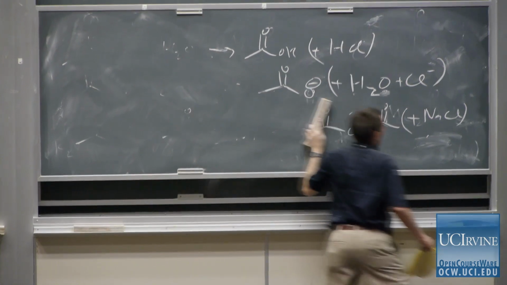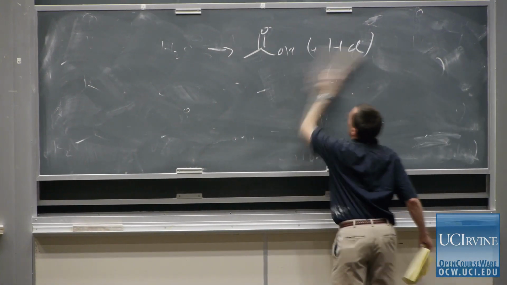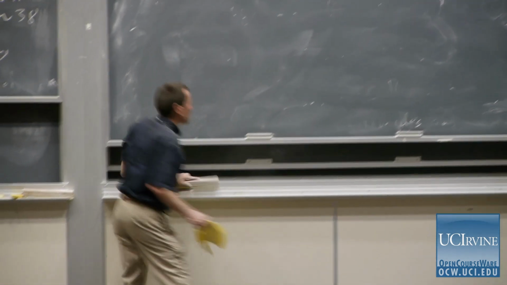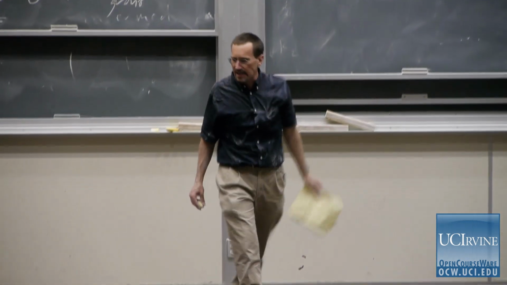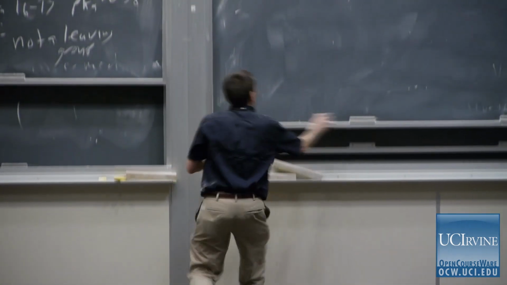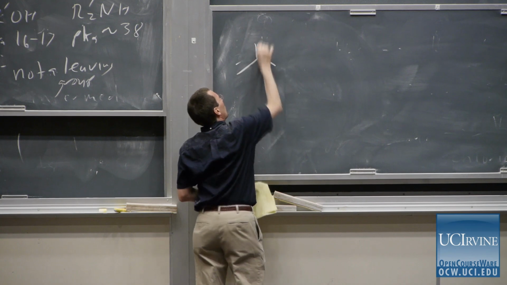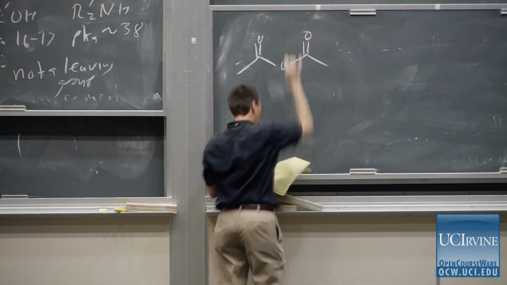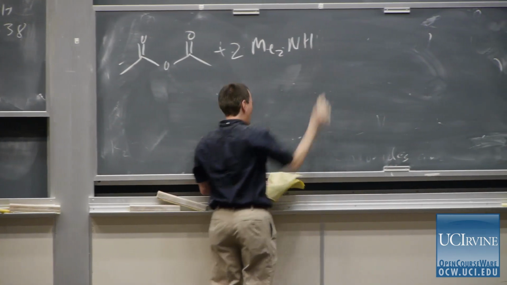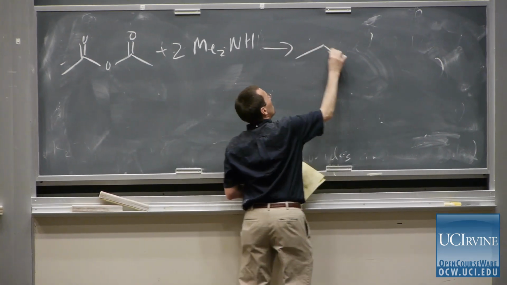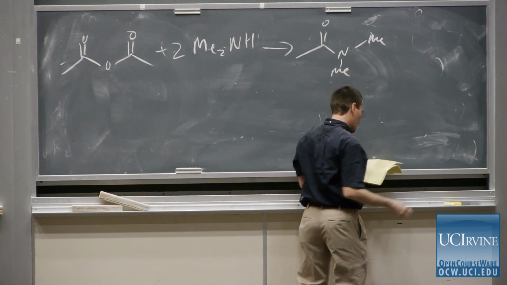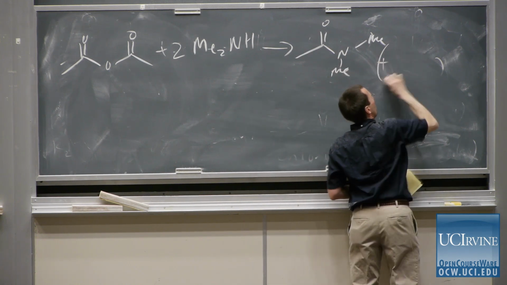All right. Last thing I want to do is talk about the reactivity of anhydrides. And really, for many, many purposes, the reactivity of anhydrides is like that of acid chlorides, except they don't sizzle with water. So they're less reactive. So if I take acetic anhydride and dimethylamine, and again, I'll write a balanced equation, I get dimethyl acetamide, and I also get dimethyl ammonium acetate.